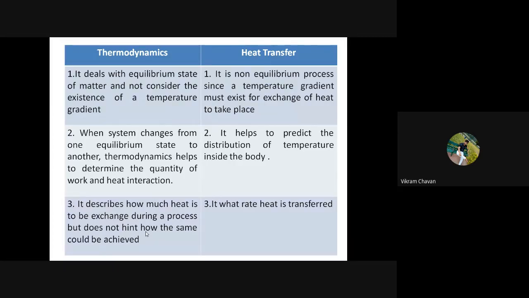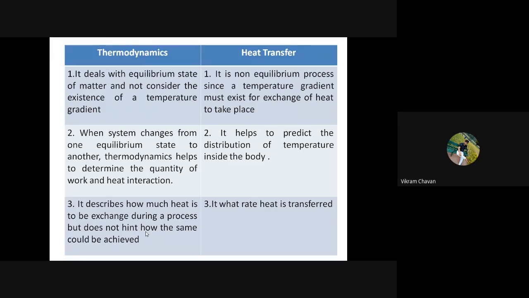So that is the basic difference between thermodynamics and heat transfer. Getting everyone? What is the difference? First, thermodynamics is about equilibrium. It deals with the equilibrium state of matter, whereas heat transfer is a non-equilibrium process.